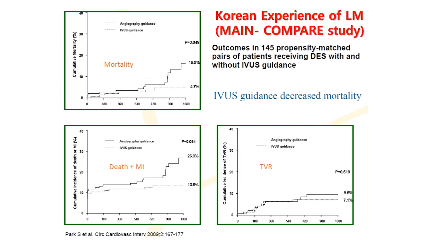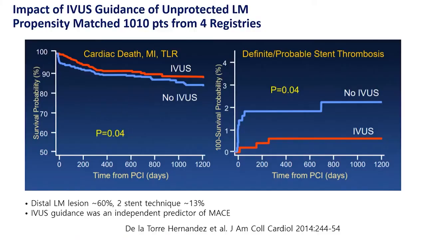IVUS has shown more evidence for its efficacy in left main intervention. The MAIN-COMPARE study from Korea demonstrated that IVUS guidance decreased mortality. In the pooled analysis of around 1,000 patients, IVUS guidance showed higher survival free from the composite endpoint of cardiac death, MI, and target lesion revascularization. IVUS guidance is also effective to reduce stent thrombosis.